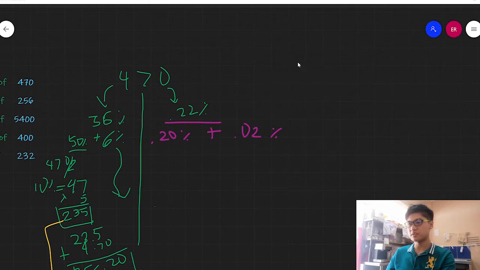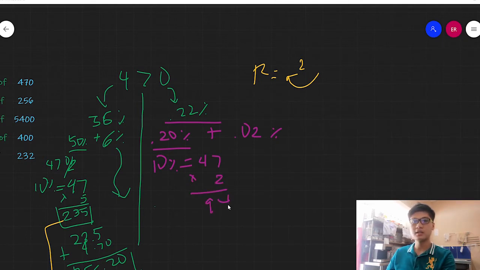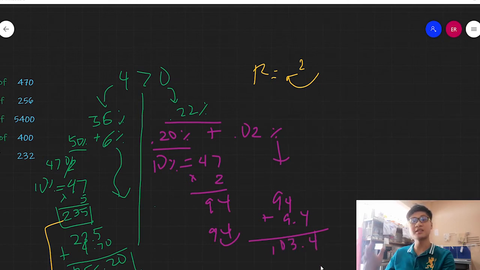Okay, so let me just reserve this one right here: moving two decimal places to the left. So it could be a landmark so we cannot forget. Right now, for 20%, we can just get the 10% of 470 again, which is 47, then multiply by 2, and we are going to get an answer of 94. And then for 2%, we just move one decimal place to the left, and that is 9.4. And then we add those two answers, 94 plus 9.4, and it will be 103.4. Then that's going to be 22%.